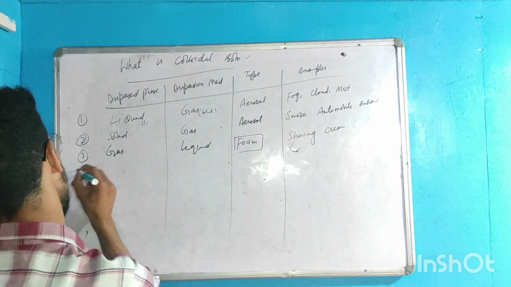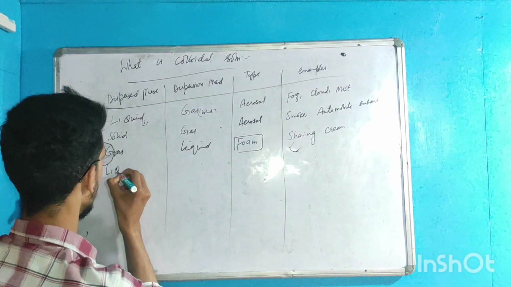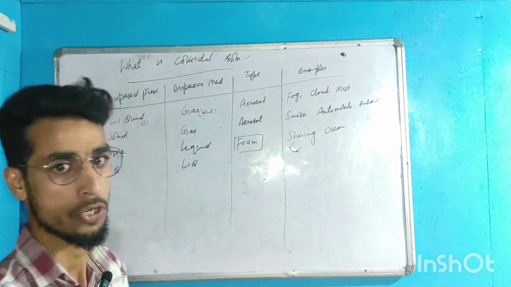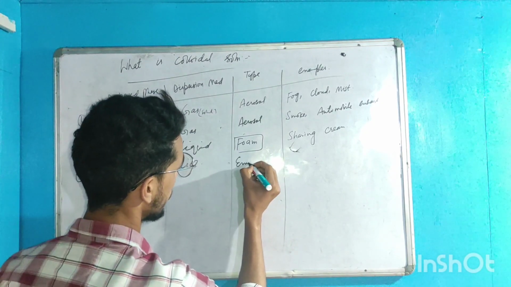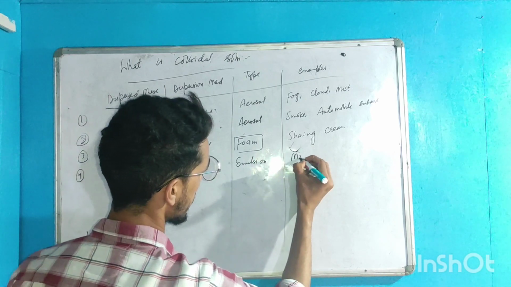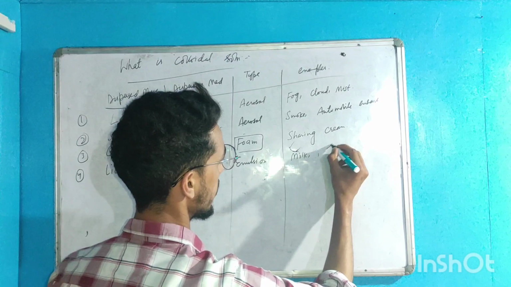Now the fourth example: liquid in liquid. Here we have a liquid, and here we also have a liquid. Liquid in liquid means emulsion. The best example is milk, or we can use face cream as well.